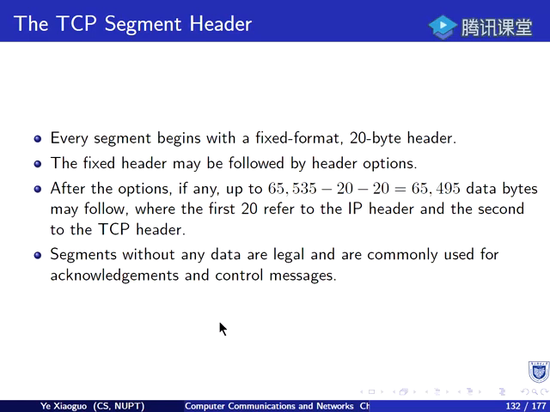The TCP segment header has a fixed format 20-byte header. Every segment begins with a fixed format 20-byte header. The fixed header may be followed by header options. After the options, if any, up to 65,495 data bytes may follow, where the first 20 refer to the IP header and the second to the TCP header. Segments without any data are legal and are commonly used for acknowledgements and control messages.